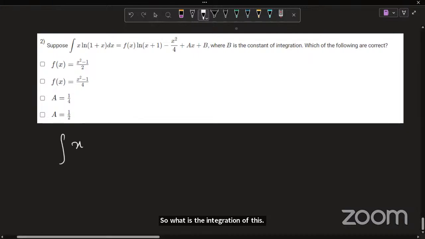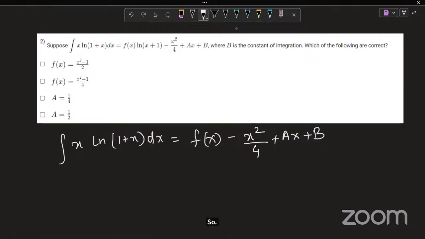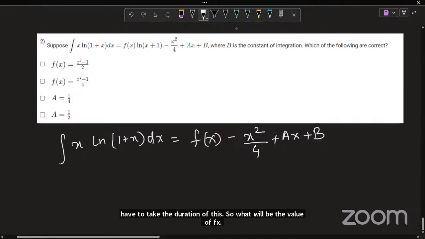Suppose this is given, x ln(1 plus x) dx, and this is f(x), equal to x squared by 4 plus ax plus b, where b is a constant. You have to take the integration of this. So what will be the value of f(x)? You have to integrate this, so tell me how to integrate this function.